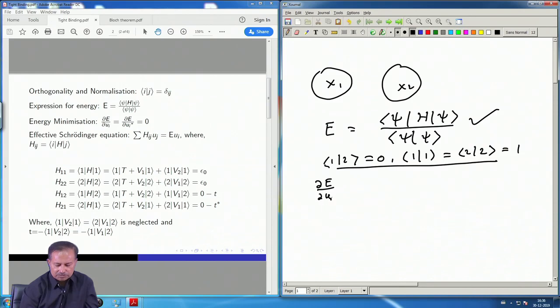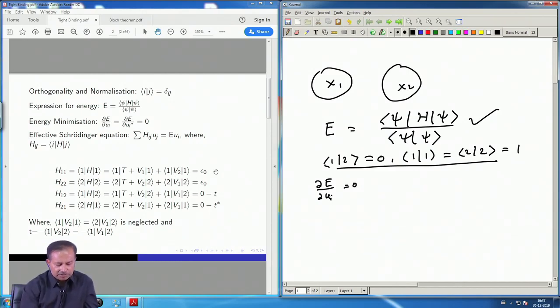So, derivative with respect to u_i equal to 0. Since we have two u's, we will get two equations, and these two equations we already obtained in the previous class. So, let me just quickly go ahead and remember that this is the energy T plus V1 between bra 1 and ket 1, the expectation value of T plus V1, which is basically epsilon naught. V2 does not contribute to this one, so that is perfectly all right.